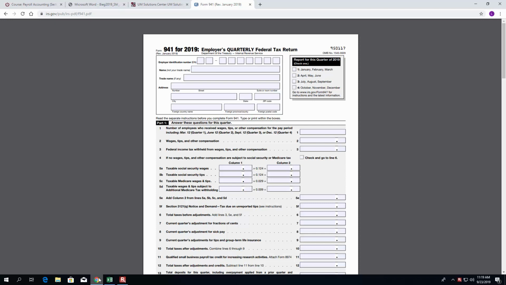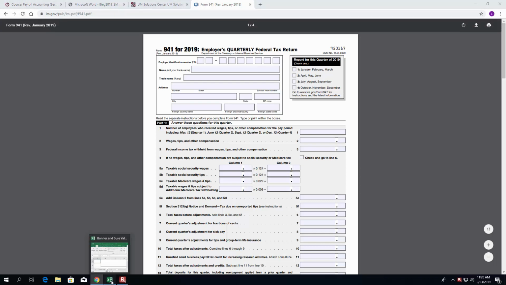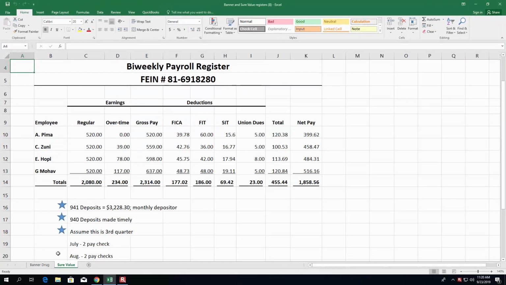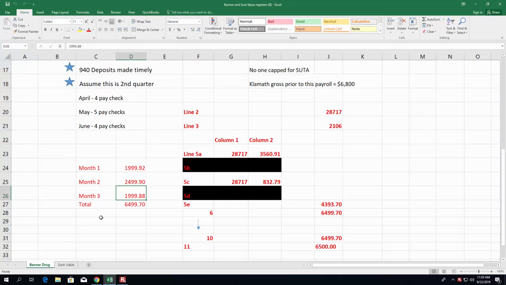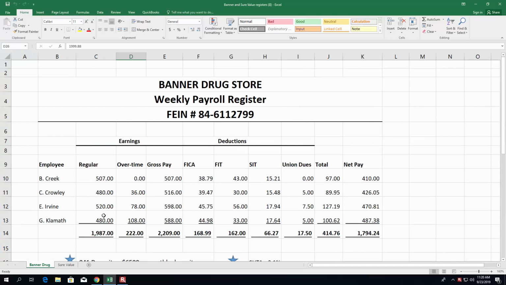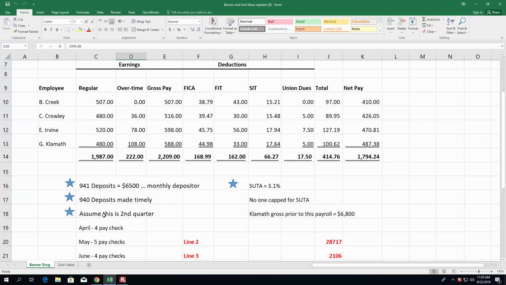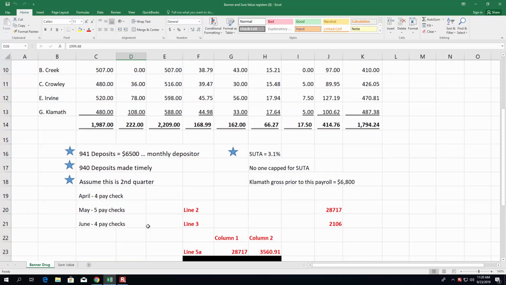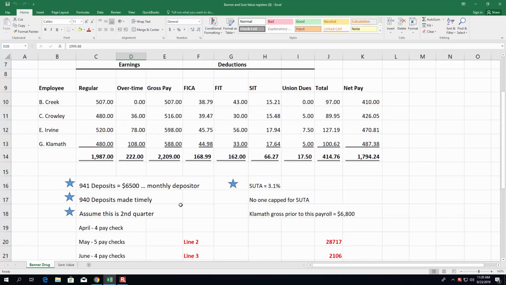So what we're going to do now is go through and learn how to prepare a 941. I'm going to start by looking at this payroll register. Let's start with this guy. Let's just look at this for a second. This is a weekly payroll register. Looks like I have 4 employees.